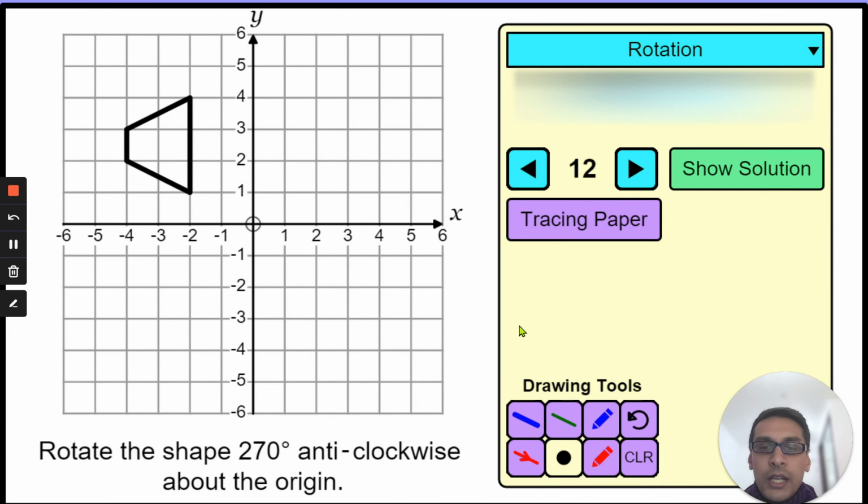Okay, for question 12, rotate the shape 270 degrees anti-clockwise about the origin.